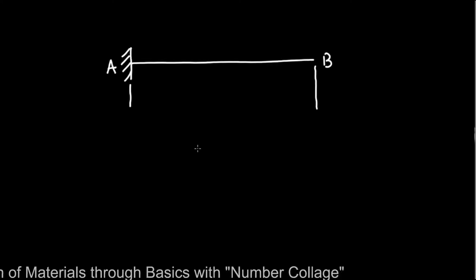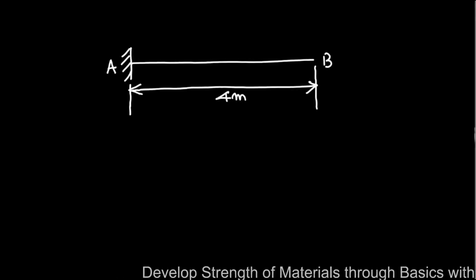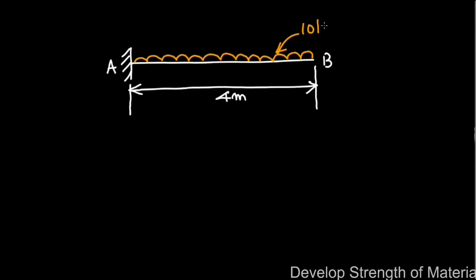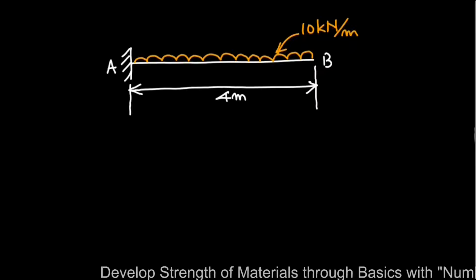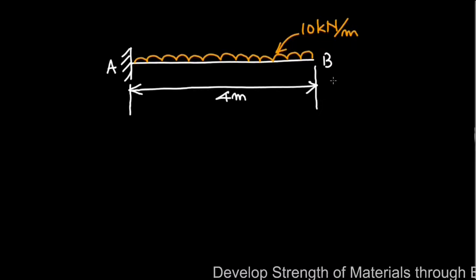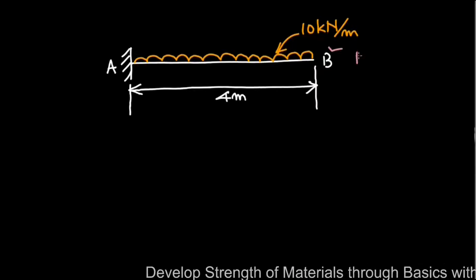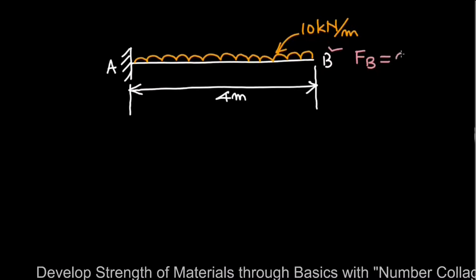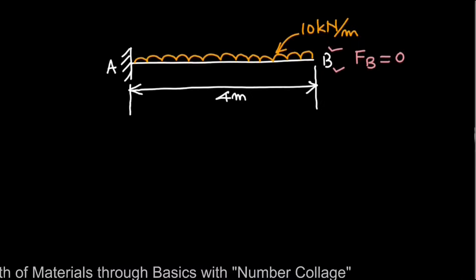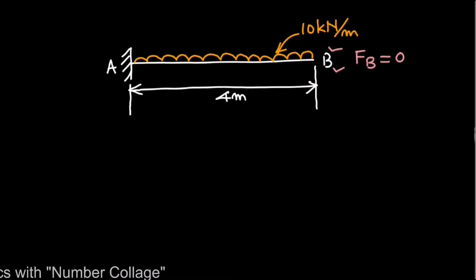Draw shear force and bending moment diagram of a cantilever beam of span 4 meter carrying a uniformly distributed load of 10 kilonewton per meter length over the entire span of 4 meter. Shear force at point B will be Fb, which will be 0 because B being the free end of this cantilever and there is no load at the free end.